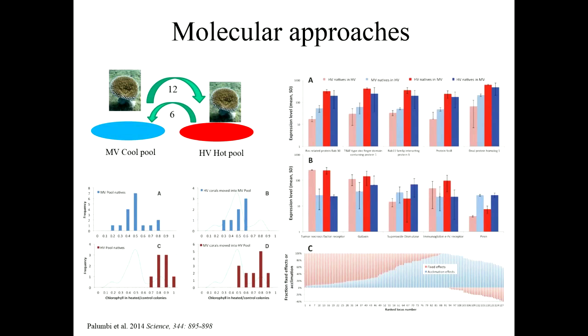The next thing they did was sequence a whole bunch of genes, and they looked at how that related to thermal tolerance. And they found that there were 74 genes that were differentially expressed related to where the corals were transplanted to, and these are from genetically identical coral fragments, I should point out, and 71 that were differentially expressed were related to the pool that they came from, whether it was hot or cold. And so they concluded that there's about 50-50 fixed effects and acclimation.